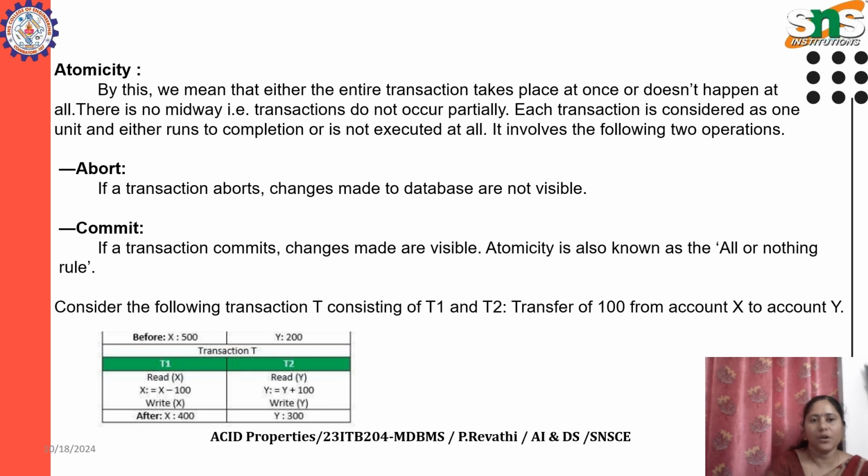It involves the following two operations. Abort: if a transaction aborts, changes made to the database are not visible. Commit: if a transaction commits, changes made are visible. Atomicity is also known as all or nothing.